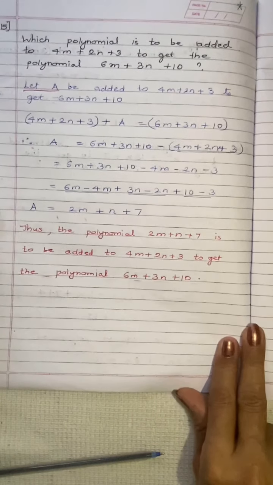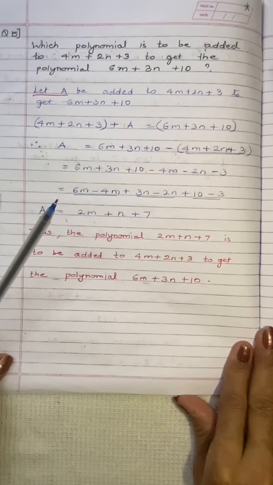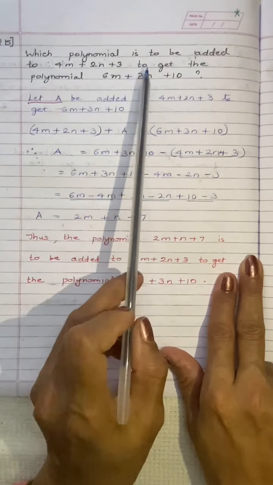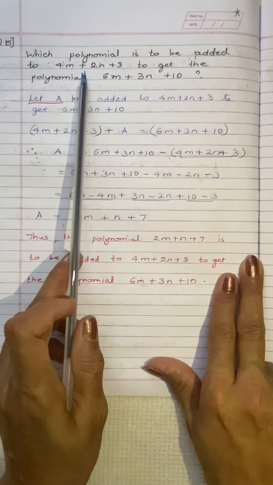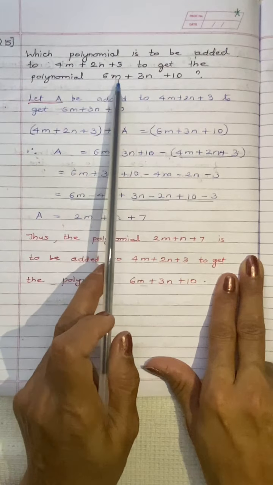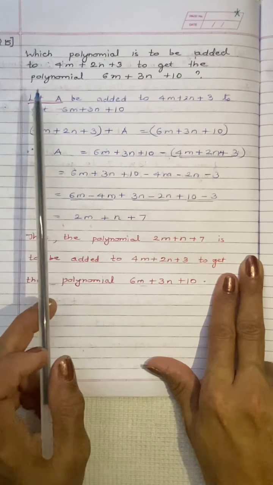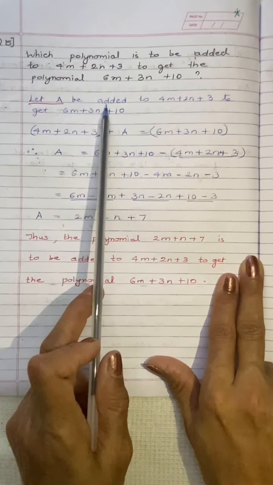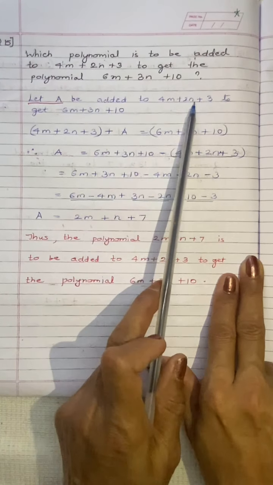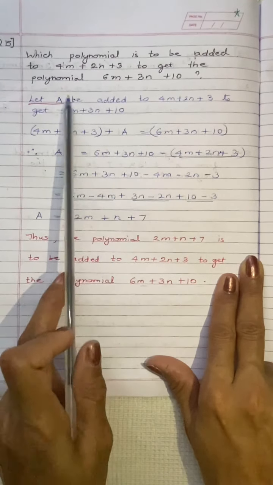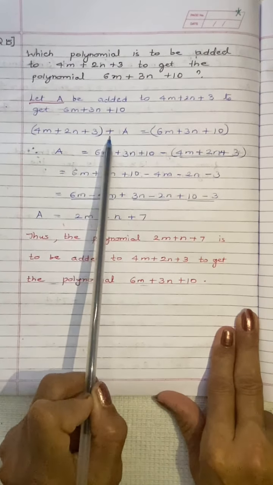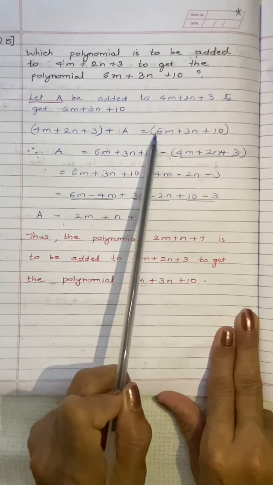Let's come to the last question of the problem set 3. Question 15. Which polynomial is to be added to 4m plus 2n plus 3 to get the polynomial 6m plus 3n plus 10. Now which polynomial to be added to get this? So let a be added to this polynomial to get this. So this plus this is equal to this. So 4m plus 2n plus 3 plus a is equal to this.